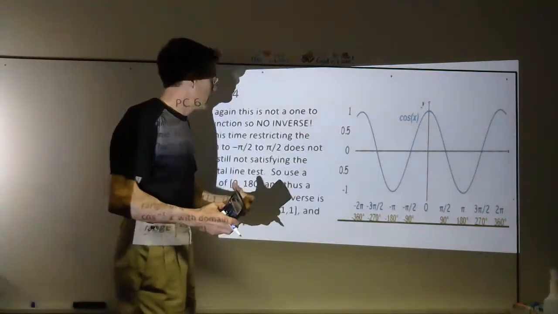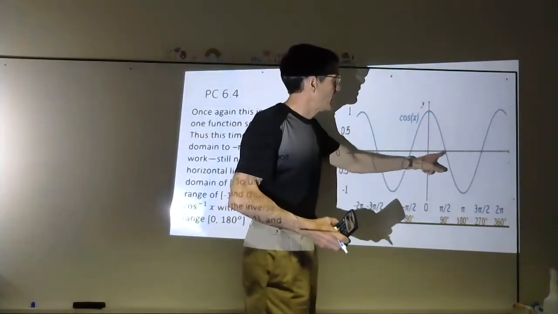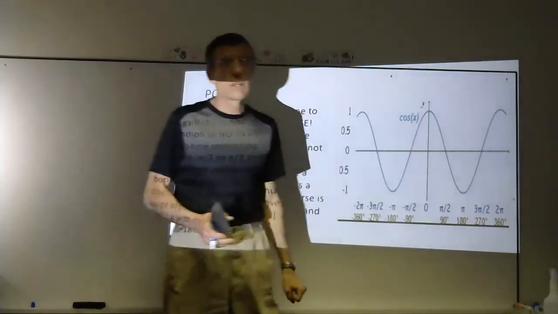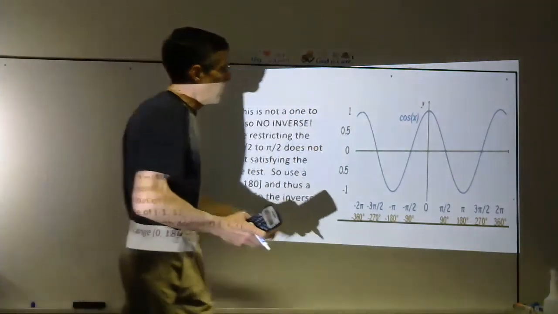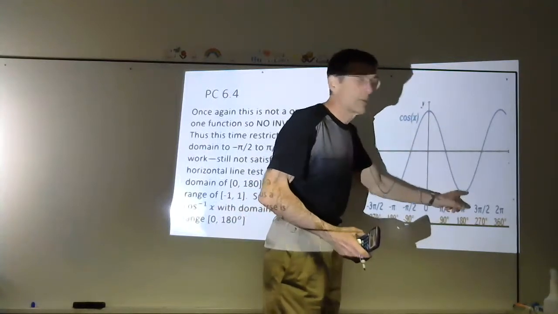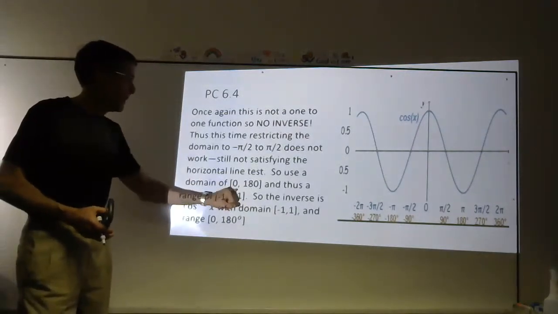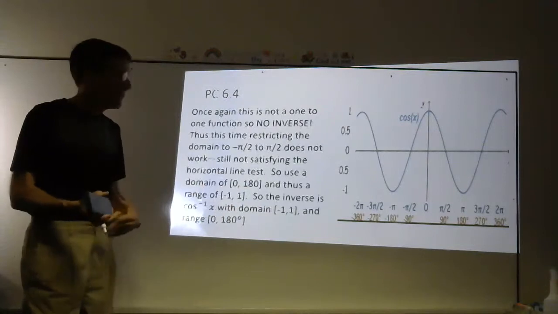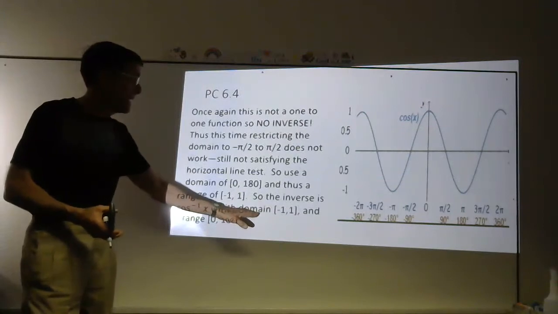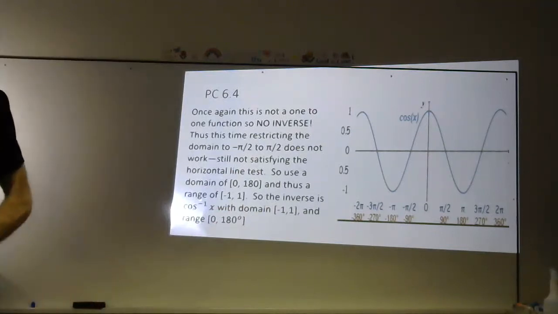Well, in sine, we went from negative 90 to 90. But that doesn't work in cosine. If we go negative 90 to 90 here, it still fails the horizontal line test. So why don't we go from 0 to 180? And there's the range of y values right there. So we're going to restrict the domain to 0 to 180, and thus we'll have a range just like sine, of negative 1 to 1. So the inverse would be cosine inverse of x with a domain, going backwards, of negative 1 to 1, and the range is 0 to 180.